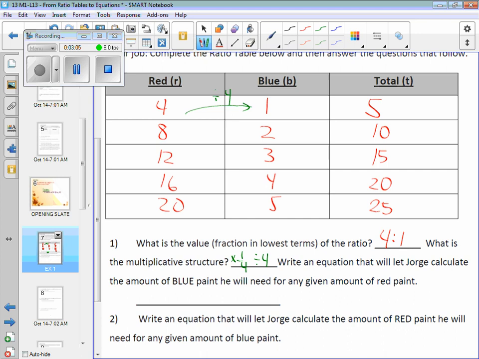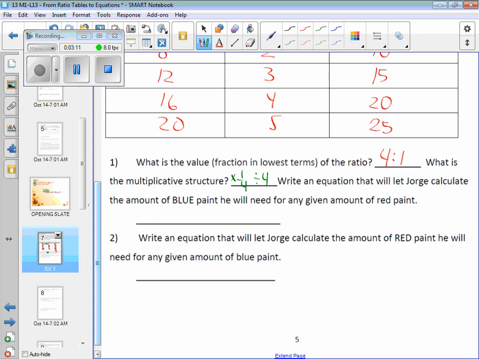So once you've done that, we're now going to create an equation using variables. Write an equation. When you see the word equation, you know there has to be an equal sign. You can kind of deconstruct this part of the word problem. That will let George calculate the amount of blue, B equals, for any given amount of red. You know that the R has to be on the other side of the equal sign. You just got to decide now, am I multiplying or dividing, and if so, by how much?